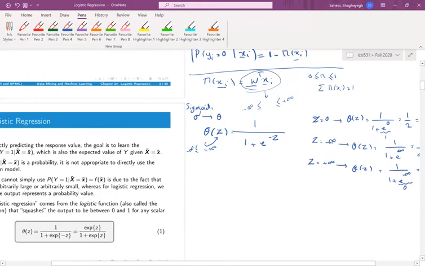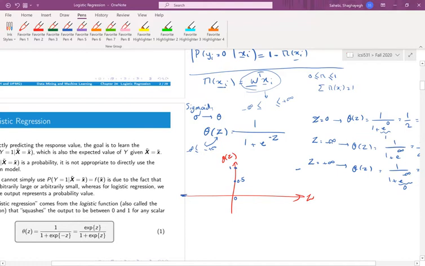So now let's look at actually the sigmoid function and see how it looks like. So if this is our z, this is our theta of z, we have seen that at z equal to 0, it's 0.5. At z infinity, it's going to be 1. And at negative infinity, it's going to be 0, right? So it's approaching 1 and approaching 0 in these two extremes.